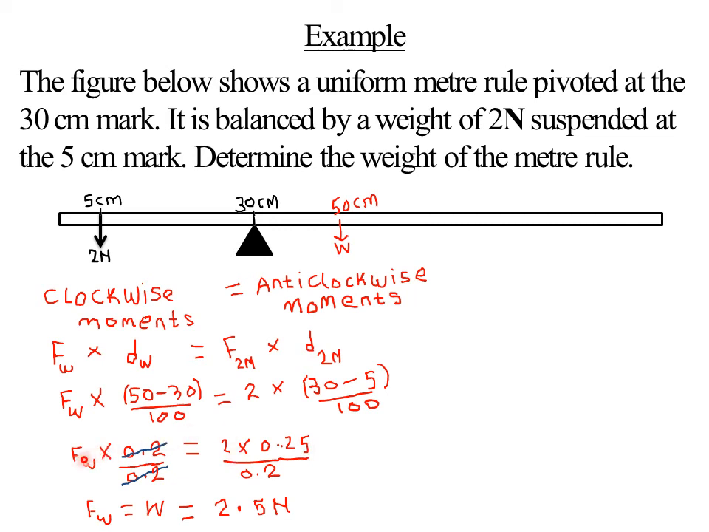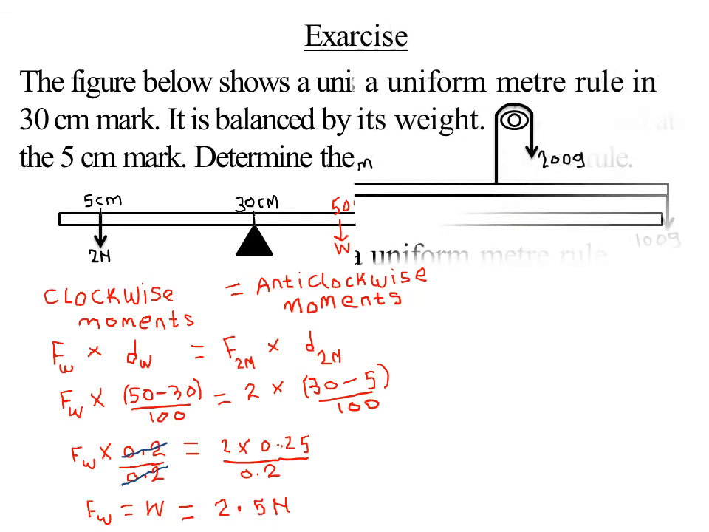So you compute this, we have F times 0.2 is equal to 2 times 0.25. Then I'm making F the subject of the formula by dividing both sides by 0.2. So we have 2 times 0.25 divided by 0.2. So Fw, which is equal to the weight, will give you 2.5 Newton.